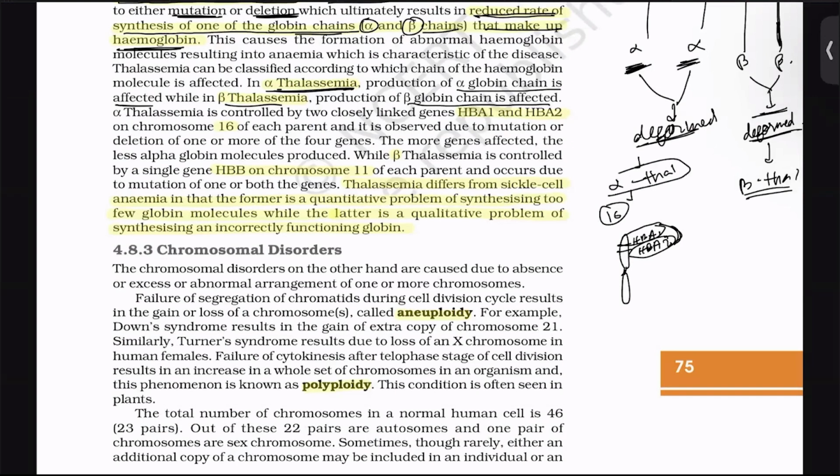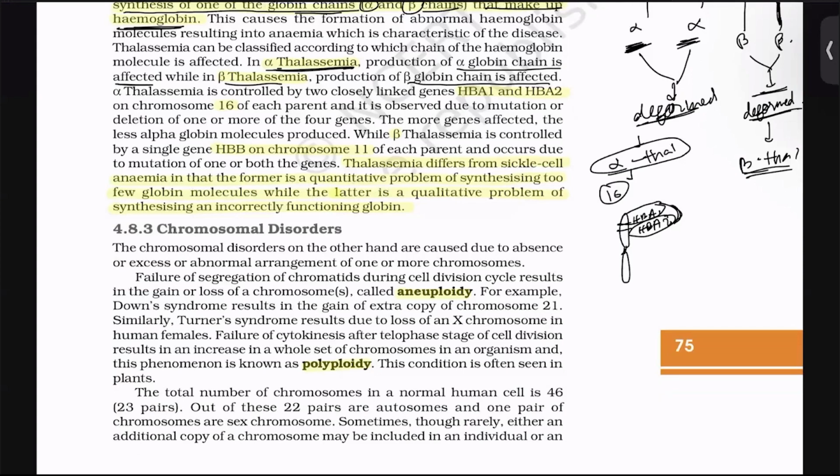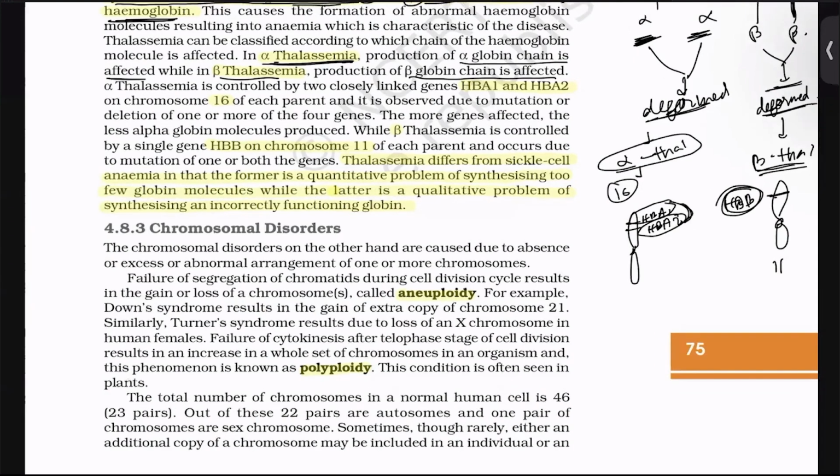And the thalassemia that is produced is known as alpha thalassemia. In case of beta thalassemia, the 11th chromosome has only one gene, HBB. So if there is any mutation of this HBB gene in chromosome number 11, then the beta globin chains get deformed, and it is known as beta thalassemia.